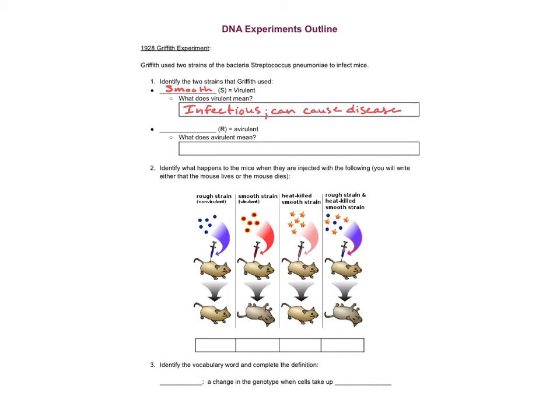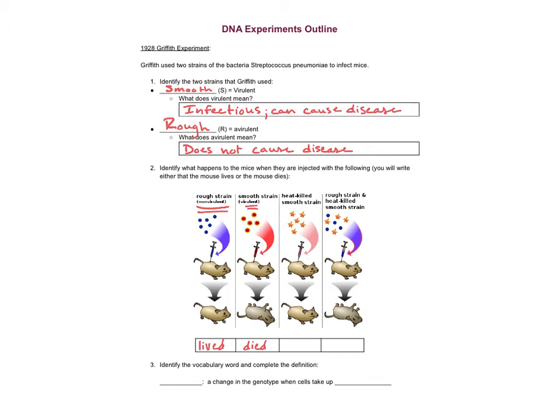The other strain that Griffith used of bacteria was the rough strain. The rough strain is avirulent, and that means that it is not infectious, so it does not cause an illness. So Griffith used these two strains of bacteria, and he used them to infect mice. He discovered that when he infected mice with the rough strain of this bacteria, the mice lived. When he injected mice with the smooth strain of bacteria, which remember is virulent, then the mice died.